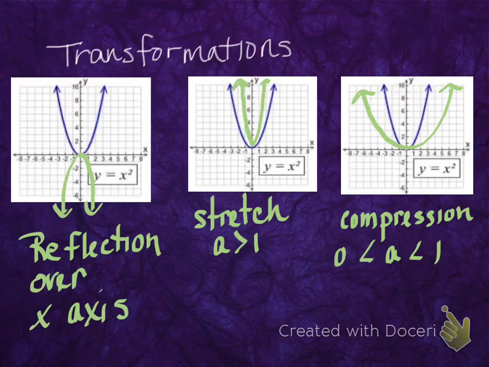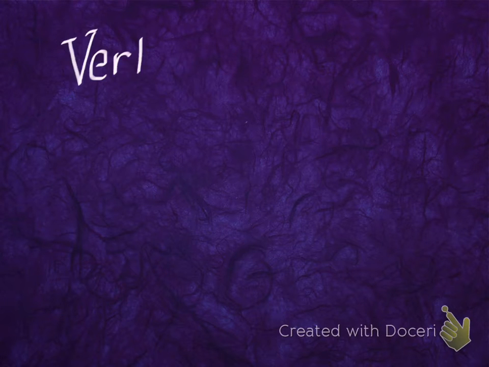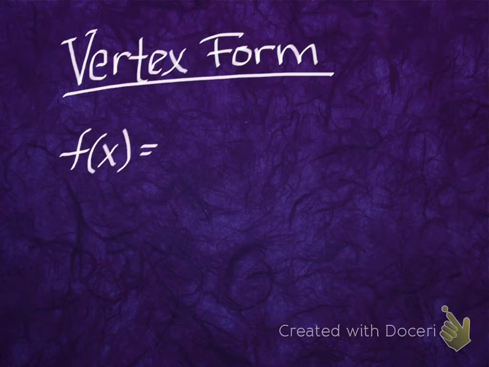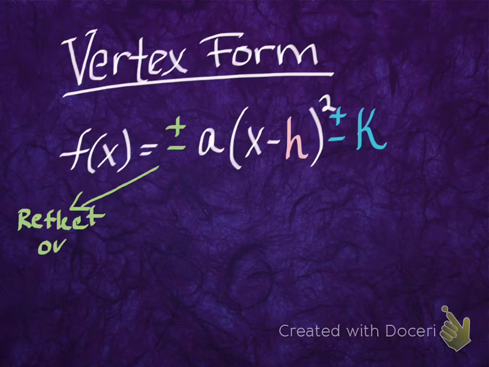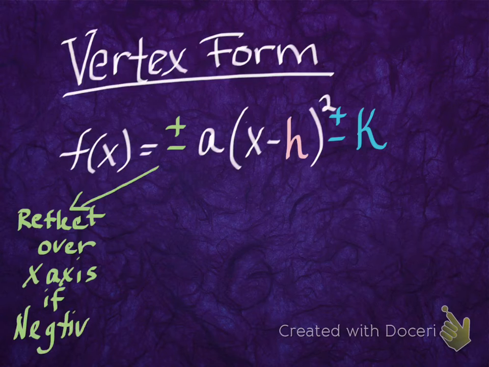But where's this a coming from, Ms. Malone? Well, that's from our vertex form. I've tried to color code it for you so you can see the different things that change. The plus and minus is our reflection. We're doing reflecting over the x-axis. There is reflection over the y-axis, but we did not cover that in class.